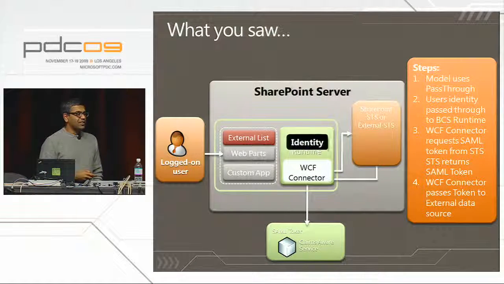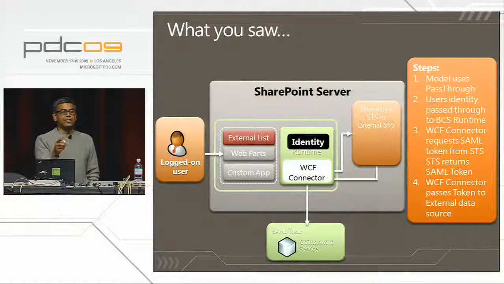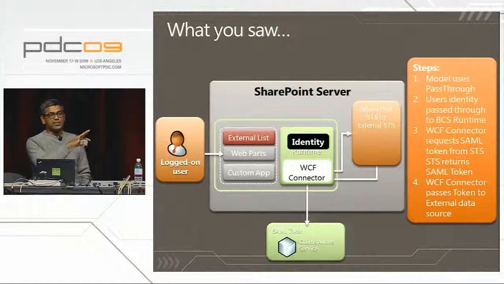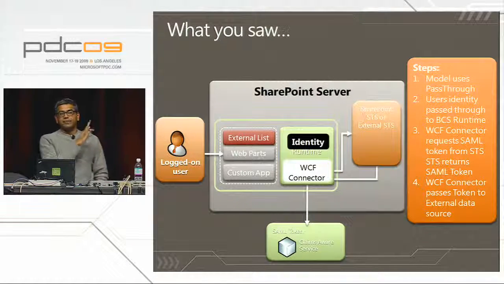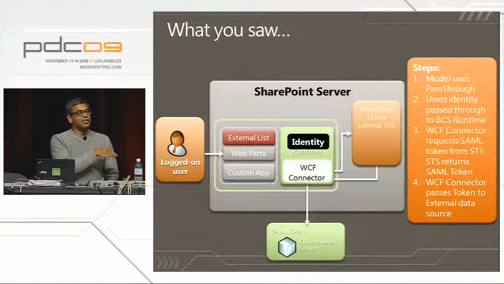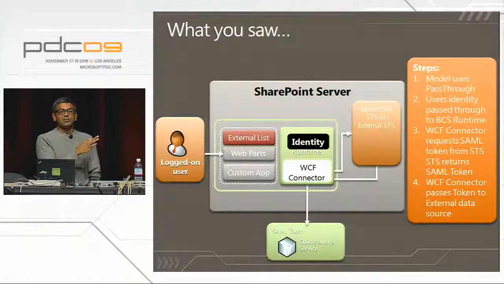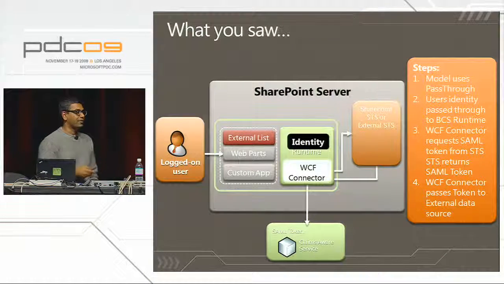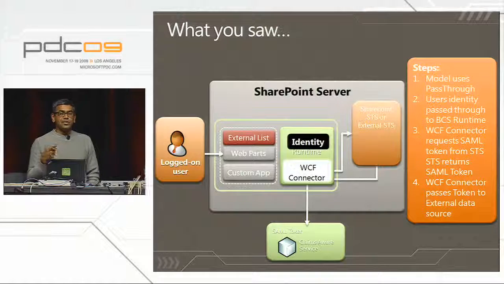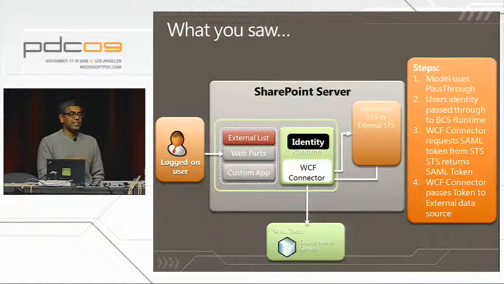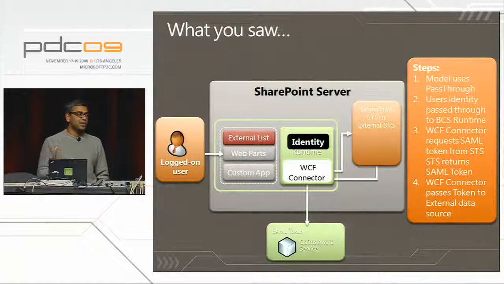It first came into the BCS runtime. So that was the work we did in the first demo. We just showed you how it signed in, whether it's Windows integrated, Forms auth, federation from Live ID, or from Ping Identity. It doesn't matter where you came from. We did that work and converted that identity into a SAML token over here. So now the BCS runtime has to say, I'm going to pass through this identity. How does it do that?